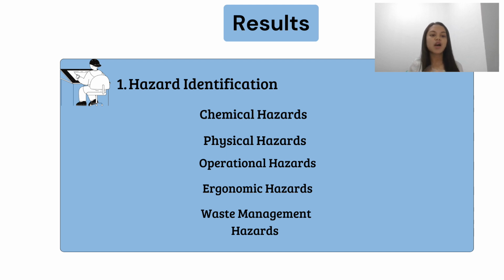So every laboratory hazard is different and needs a different set of controls. We can put in place focused interventions that protect the researchers' safety while preserving the integrity of experimental results by recognizing and classifying the risks into chemical, physical, operational, ergonomic, and waste management categories.